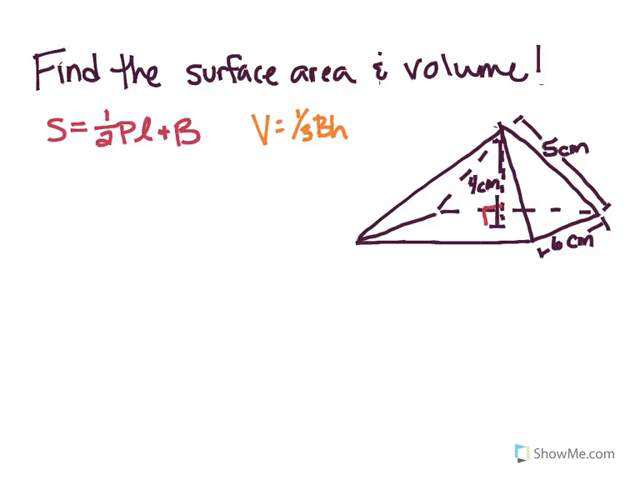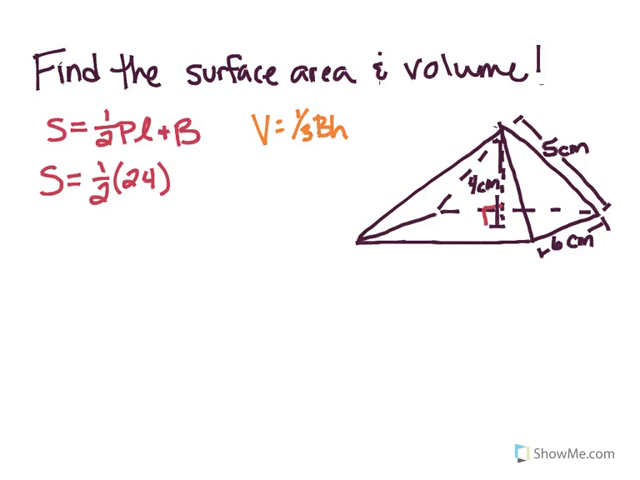So let's go ahead and start filling in my surface area formula. So the 1/2 will stay the same. I now need to figure out the perimeter, and this is perimeter of the base. So if this is a regular pyramid, then this will have a square base. So since all 4 sides are congruent, we're going to take 6 and multiply it by 4 to get the perimeter, which is equal to 24.